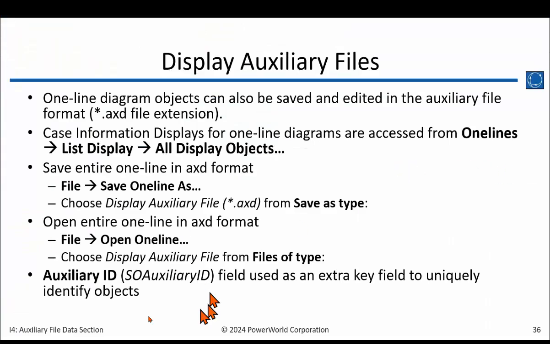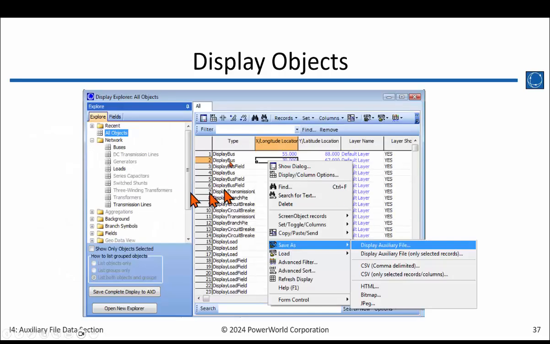So back to the slide, on this last bullet point, it clarifies that the auxiliary ID is used as an extra key field for objects to identify the representation on the one-line diagram. And then again, this is the Display Explorer and the list for all objects. It's going to have some generic fields that apply to all objects. So the screen layer and stuff like that is shown in there.